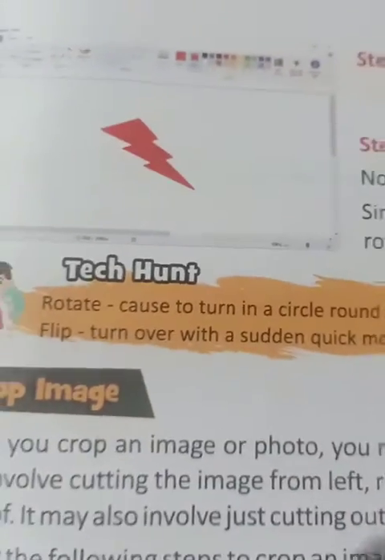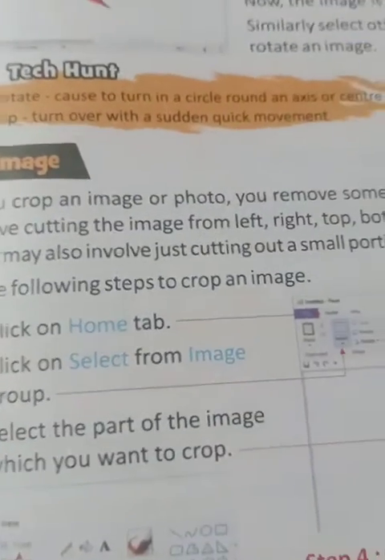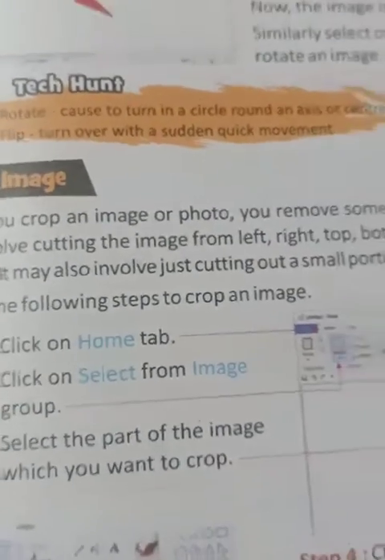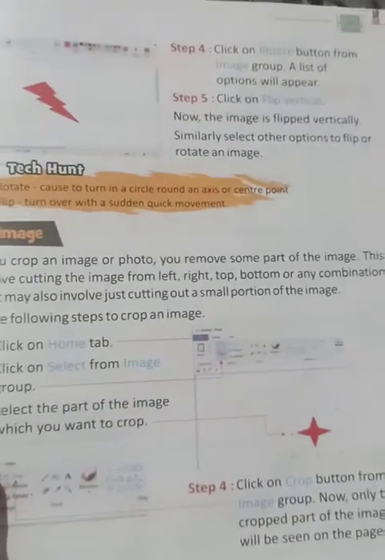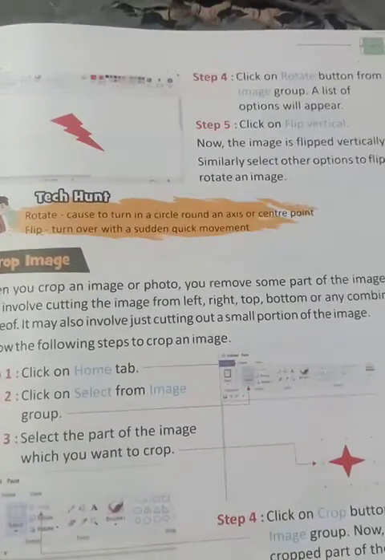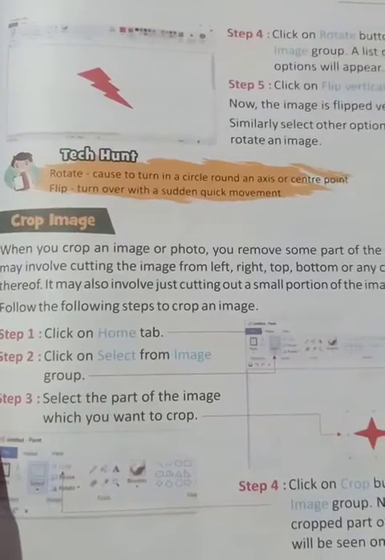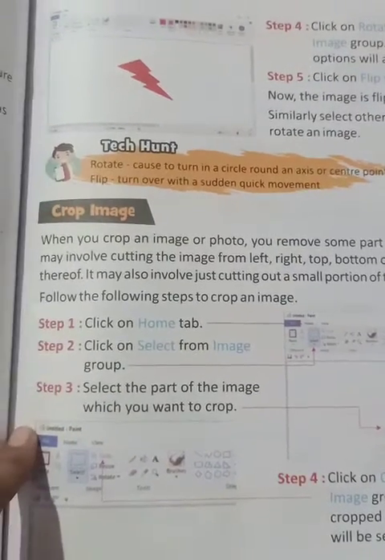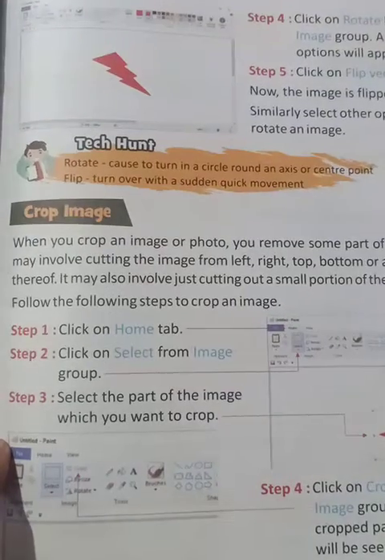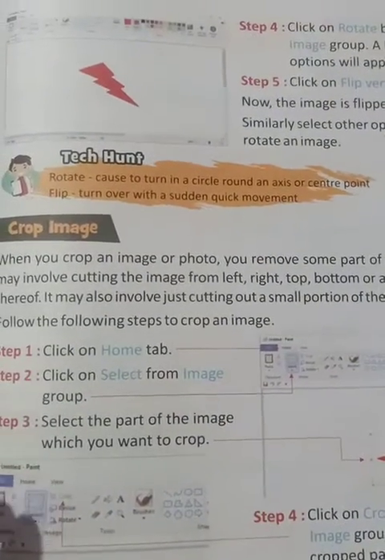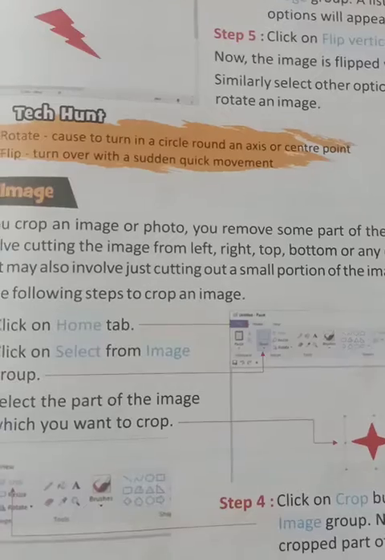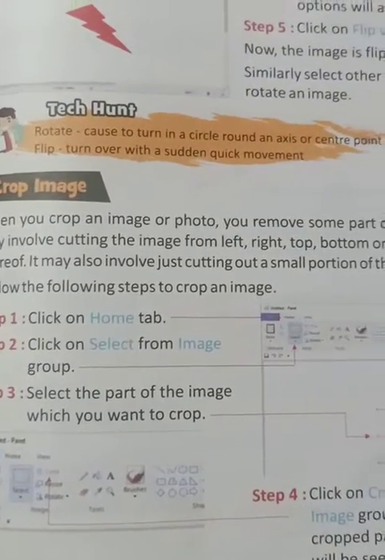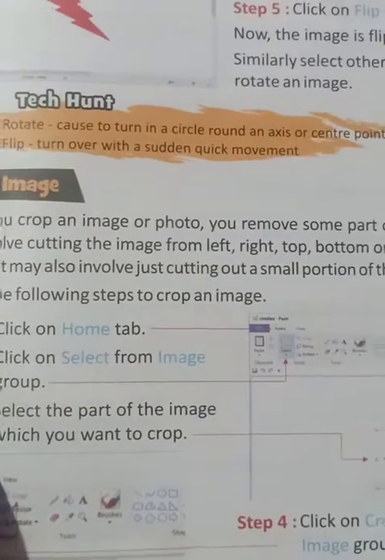Okay, what is crop image? When you crop an image or photo, you remove some part of the image. Means, listen, sometimes when we click a photo, if we want to remove some person from a picture, that time we use crop image. Sometimes we want to remove something which is not looking nice in a picture, that time we will use a function like crop image.